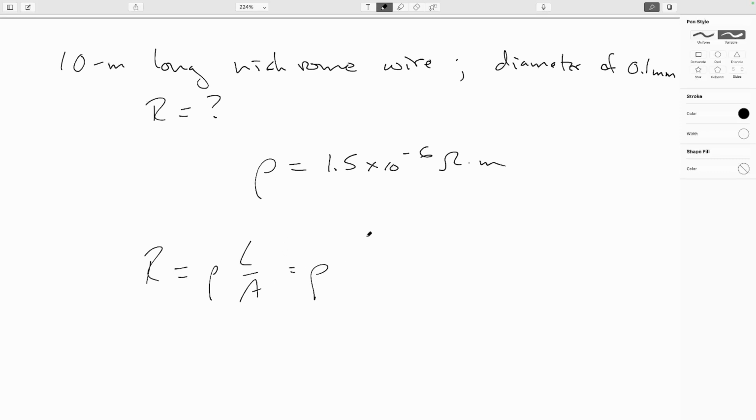This will be rho L. Then the area of a circle is pi d squared over 4, where d is the diameter. So I can rearrange that to get 4 rho L over pi d squared.